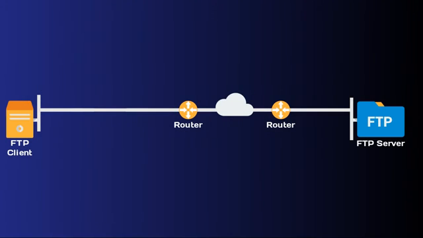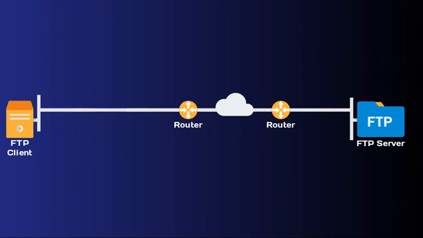In a standard remote FTP client server setup, the client resides on one LAN connected to a router and the server is on another LAN connected to a router. Both routers are connected through the internet and the client makes requests to the server.